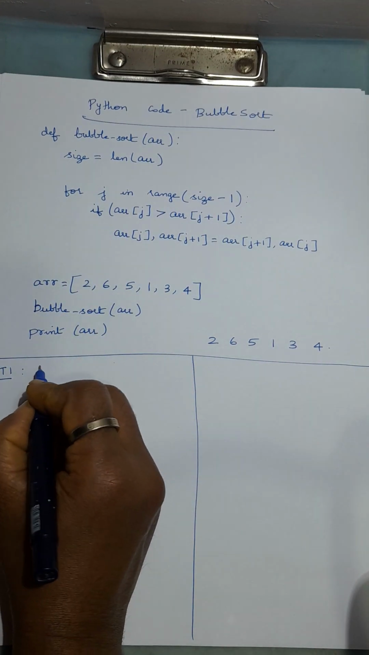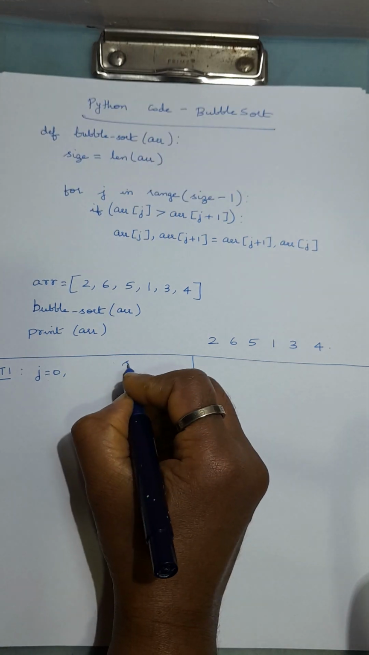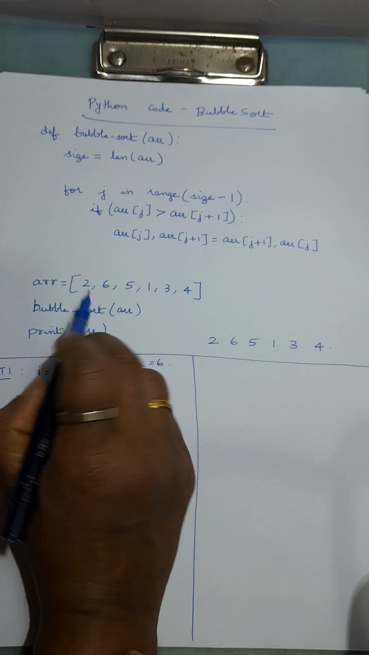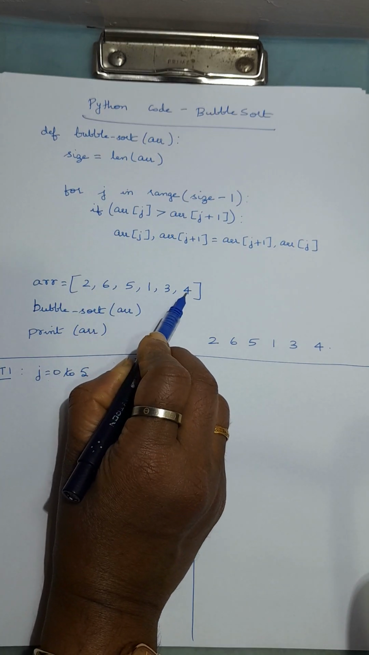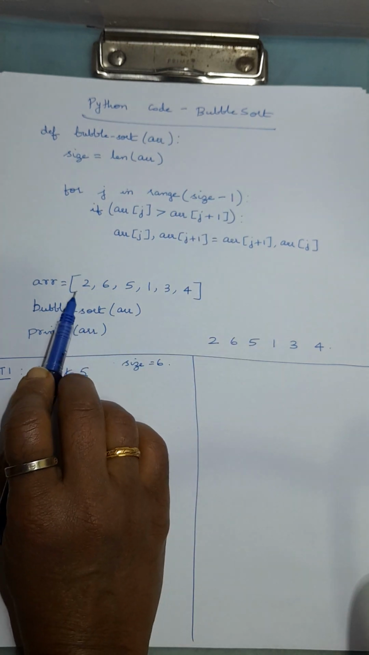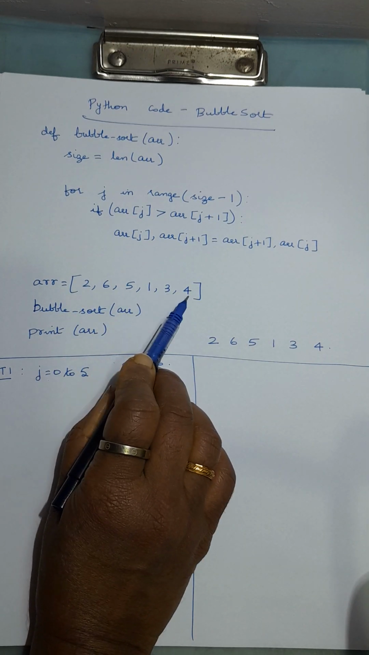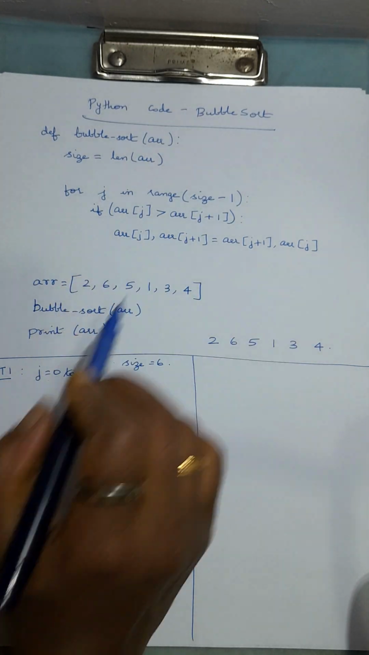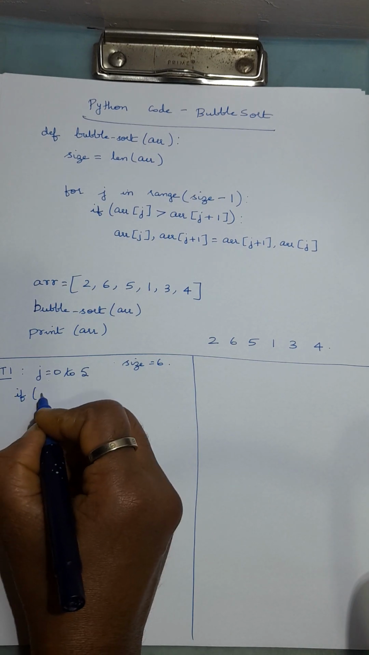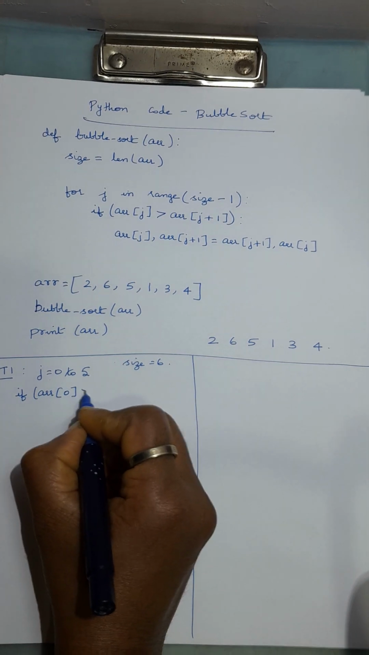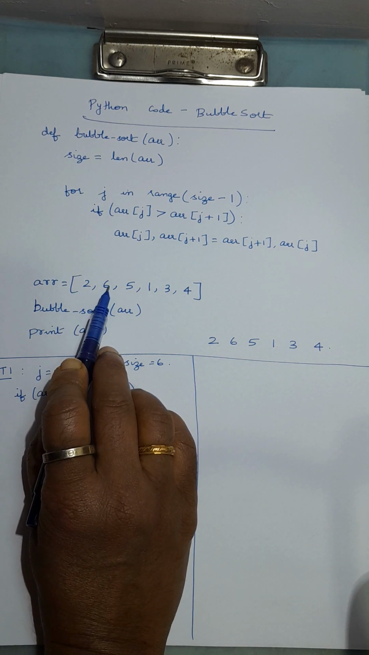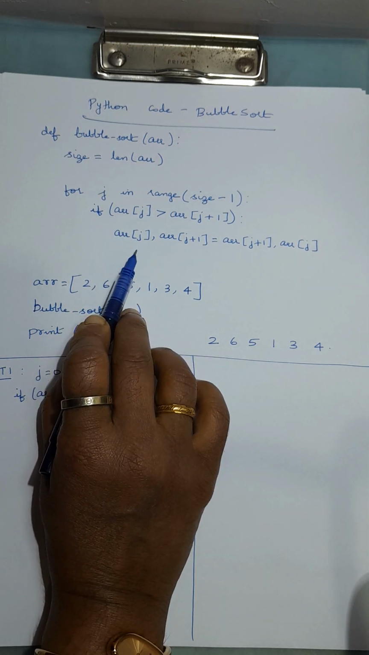What is j? J is equal to 0. Size value is equal to 6. So 0 to 6 minus 1, 5. So 0, 1, 2, 3, 4 and 5. You understood why I am giving size minus 1 here? So indexing 0, 1, 2, 3, 4 and 5. Okay, now after that we check if array of j, what is array of j? If array of 0 is greater than array element of 1. Is 2 greater than 6? No. So nothing happens. It never enters here.